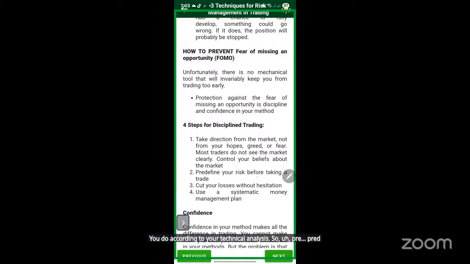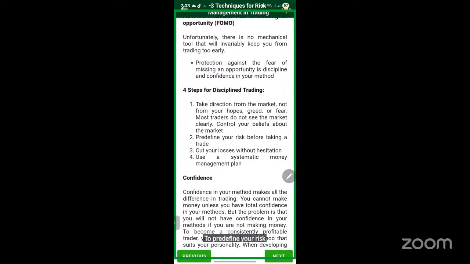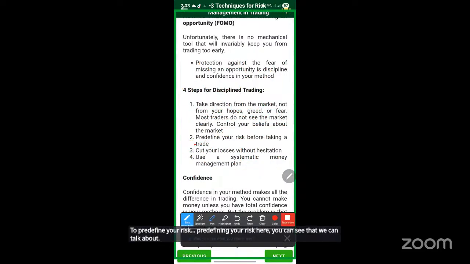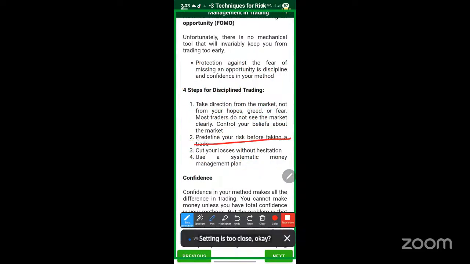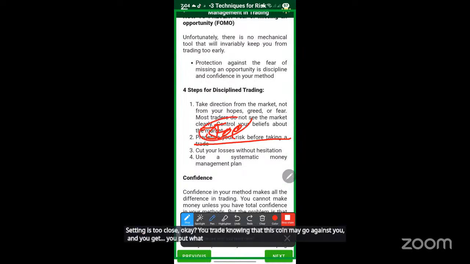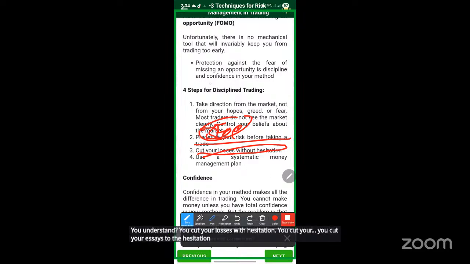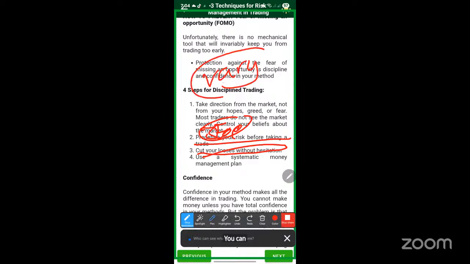Predefine your risk before taking a trade. Predefining your risk here, you can see, means setting a stop loss. You trade knowing that this coin may go against you, and you put a stop. You understand? You cut your losses without hesitation. You can vary your stop losses.